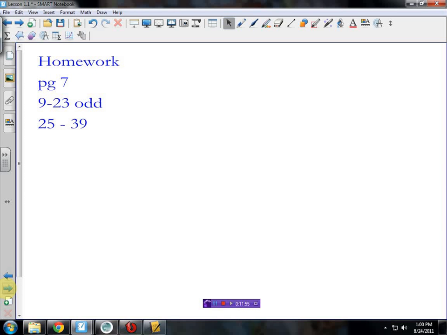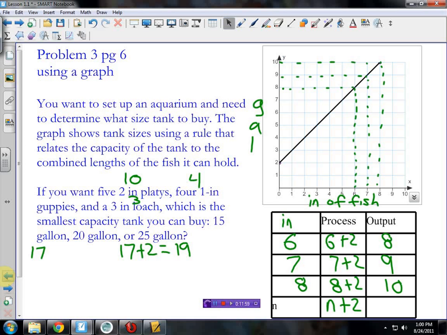That is all for today. It's just patterns and then coming up with your rule or your process like we did here, okay?